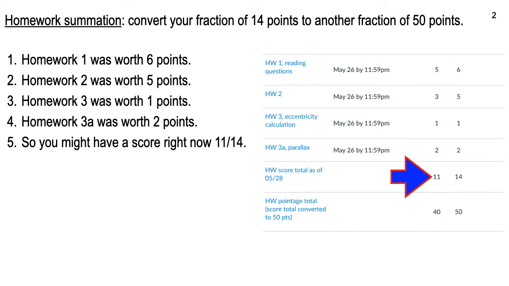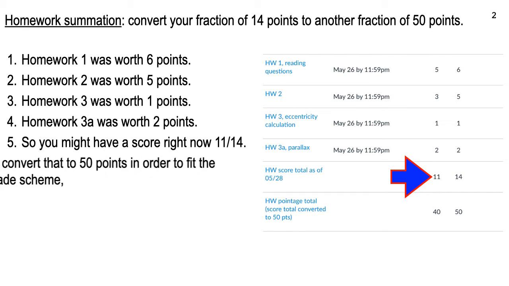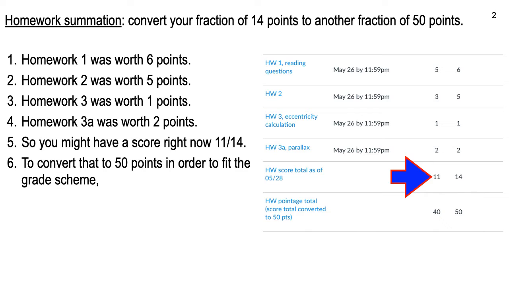Now, you might have, for instance, right now, a score of 11 out of 14. It'll look like this. What we want to do is convert that over to 50 points so that it fits into our grading scheme, which is 50 points for homework. I'll be doing this a few times during the semester, and I've done it all for you.